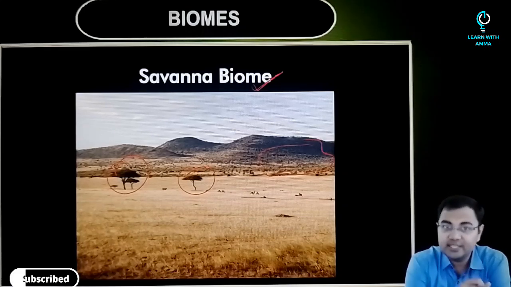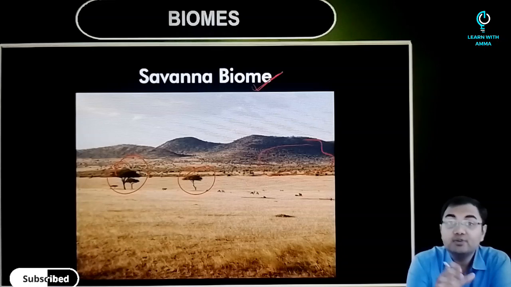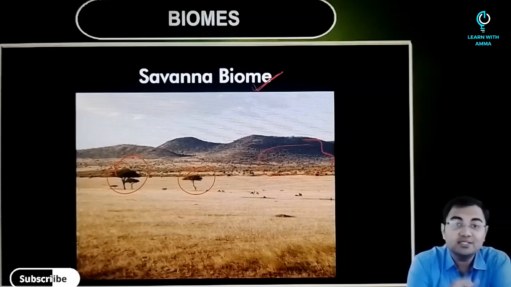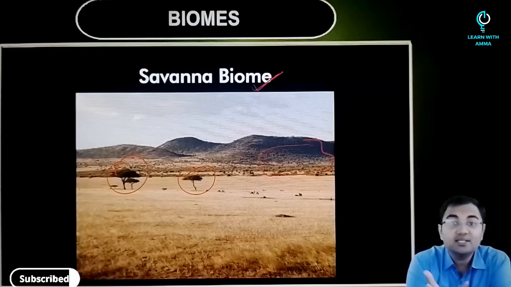Now, in savanna, what has been observed with respect to rainfall is that normally it will be between 90 to 150 centimeters of rainfall that will happen, but there will be very dry seasons that will come up. There will be seasons where the rainfall could be even below 5 centimeters, and these will also be the seasons where the temperature is very high, and it can also lead to fires.